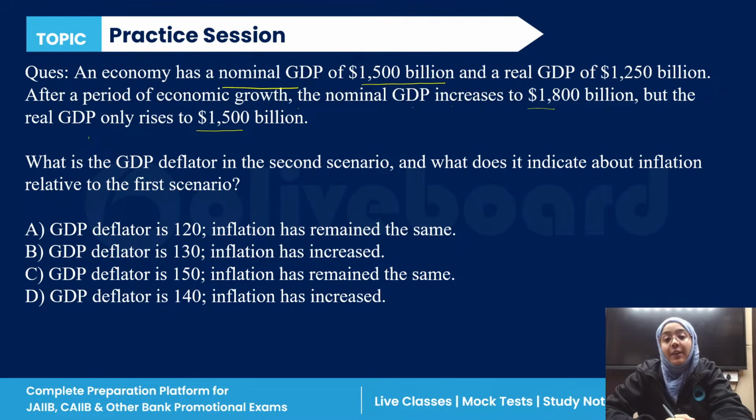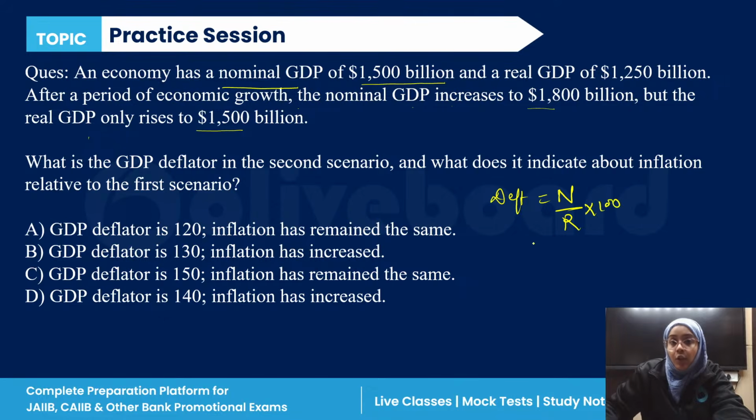So, the GDP deflator formula. First of all, what is the GDP deflator? The GDP deflator formula is nominal GDP upon real GDP into 100. So calculate. In the first scenario, nominal GDP is 1500, so 1500 upon 1250 into 100. Then in the second scenario, nominal GDP is 1800 and real GDP is 1500, so 1800 upon 1500 into 100.